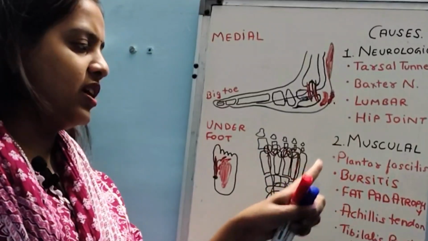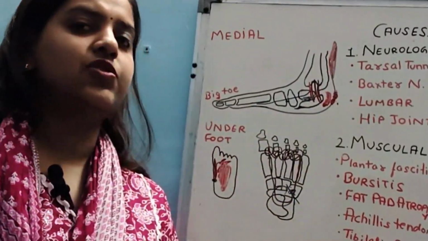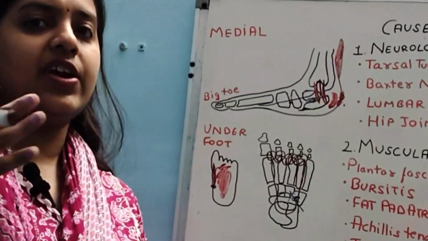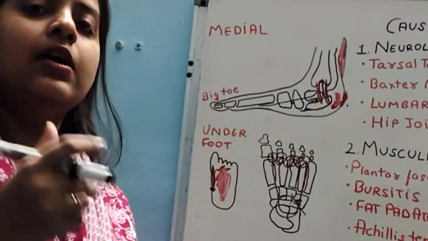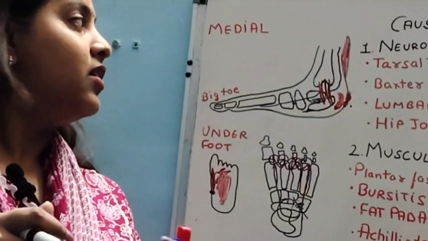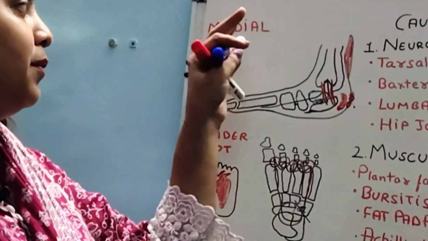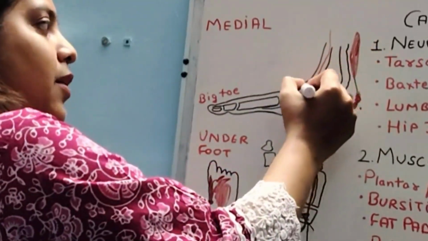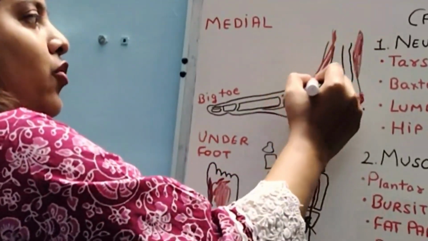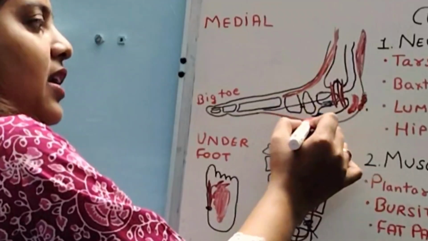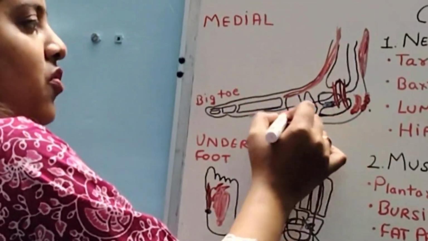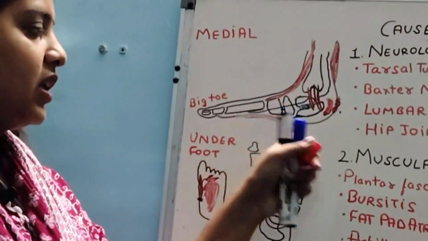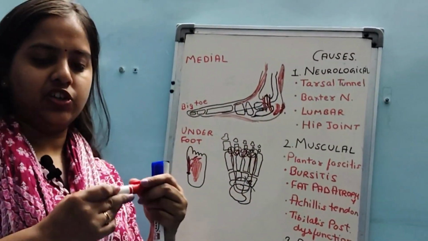Next we have tibialis posterior dysfunction. As the name suggests, we have a tibialis posterior muscle. If that muscle goes through a lot of exertion or the opposite, this muscle is very weak, then you may experience pain in the medial side of your arch. So suppose this tibialis muscle is coming here, and if this is weak, then you will experience pain in the medial side of your arch. So if the patient shows you pain here, then it is tibialis posterior dysfunction.